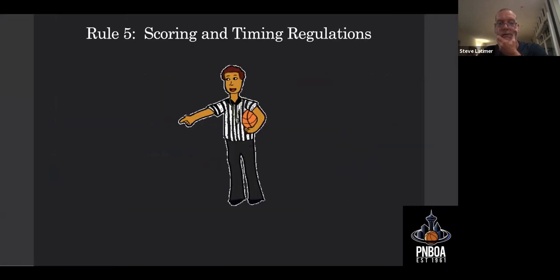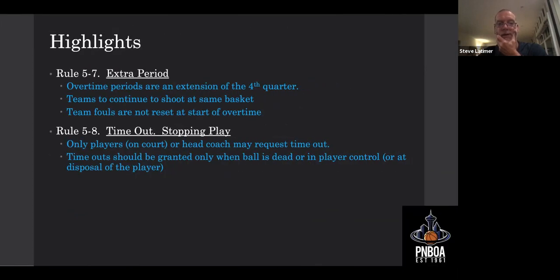Cool. On to rule 5. Scoring and timing regulations. The stuff in the rule about 3 points and 2 points, you'll figure that part out. You already know it for the most part. Rule 5.7, extra period. So we're playing 4 quarters. In some of your games, you may be playing 2 halves. You may be playing running clock. You may be playing stop clock. You may be playing 6 minutes. You may be playing 8 minutes. Just go with what they tell you the rule is.